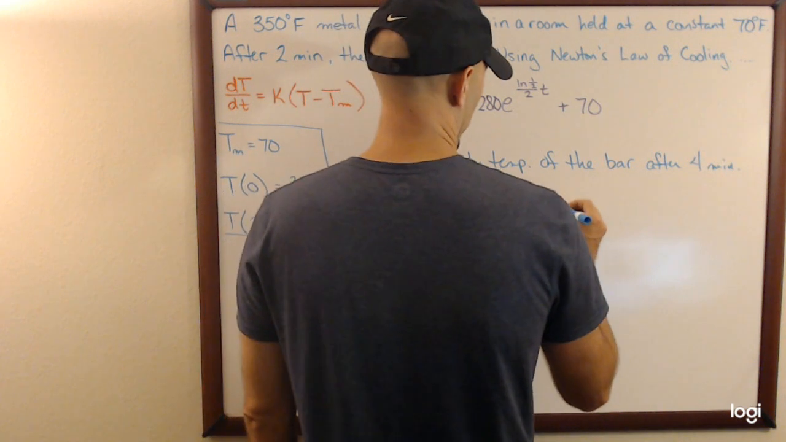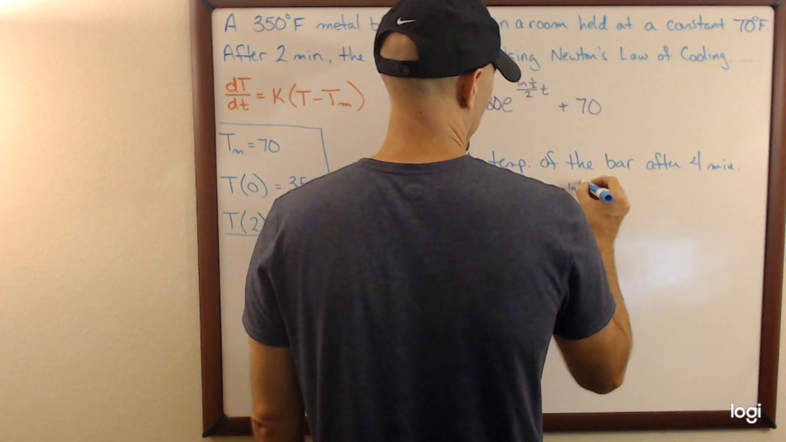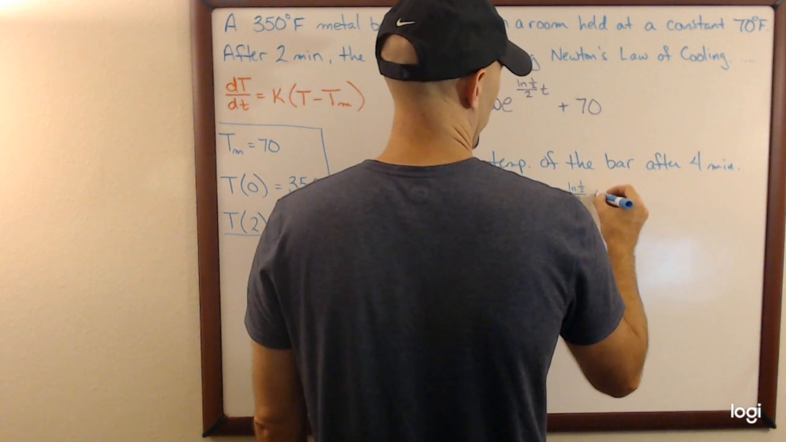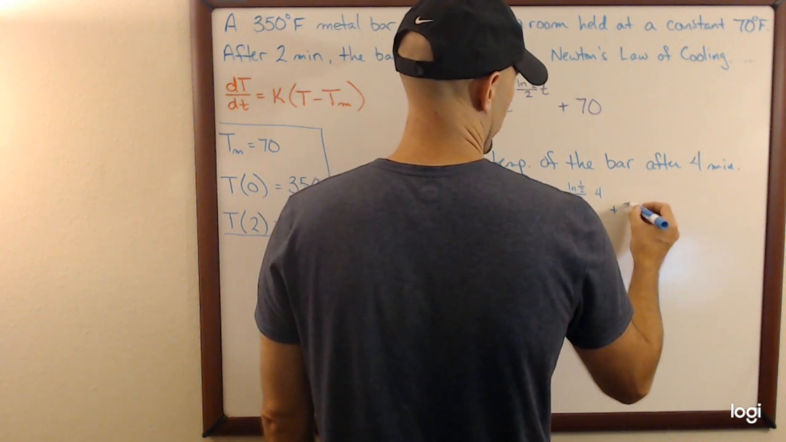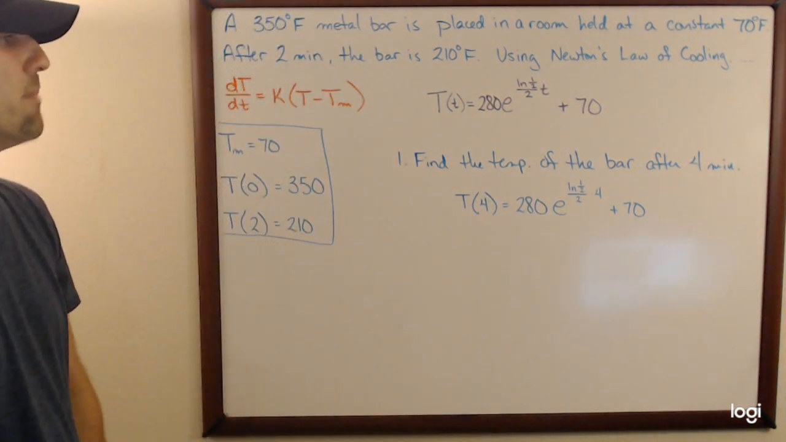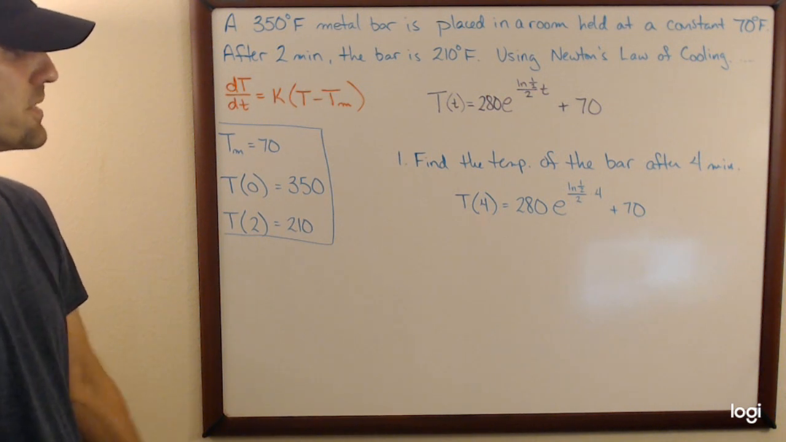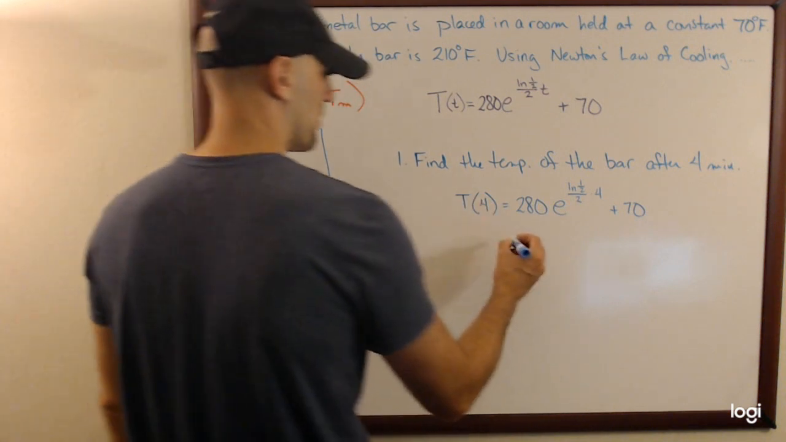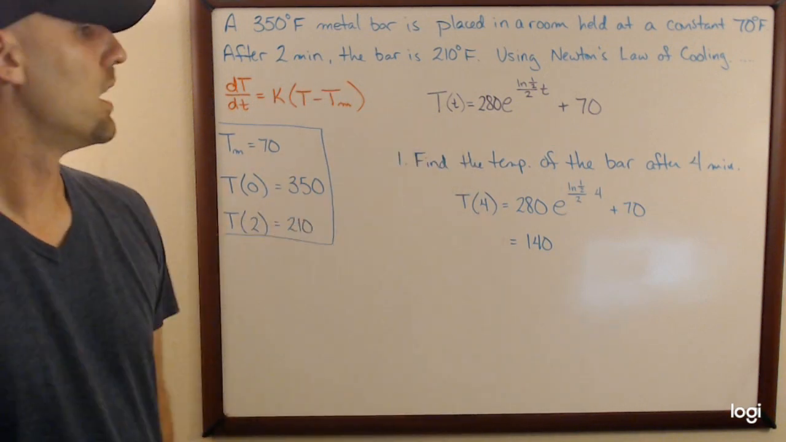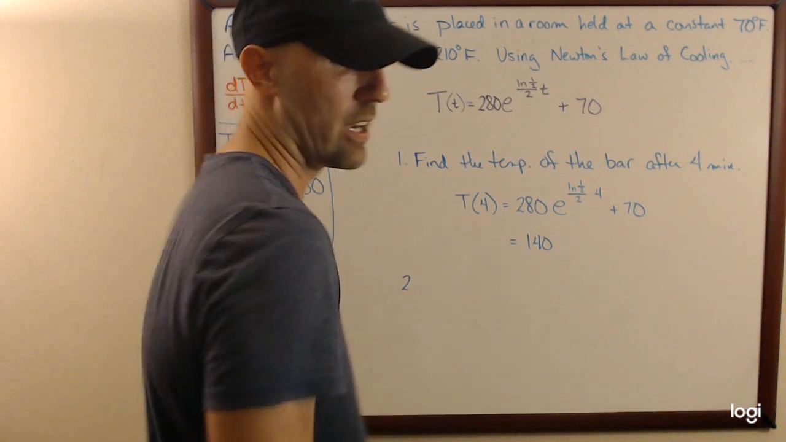280 times e to the natural log of 1/2 over 2 times 4 plus 70. And again, you can mash that into your calculator, do whatever you want. To be perfectly honest, it comes out to 140. There you go. It actually comes out very, very nice. So it's not actually a decimal.